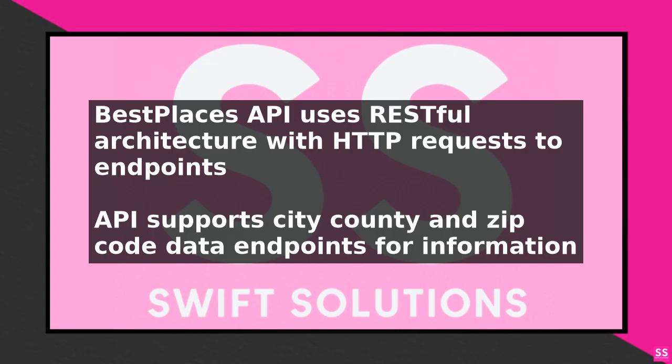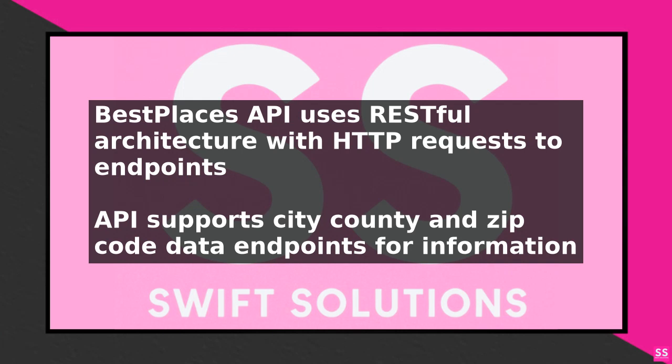The Bestplaces API uses a RESTful architecture, which means you can make HTTP requests to the API endpoints to retrieve data. The API supports several endpoints including city data, county data, and zip code data. You can use these endpoints to retrieve information such as cost of living, crime rates, and climate data.